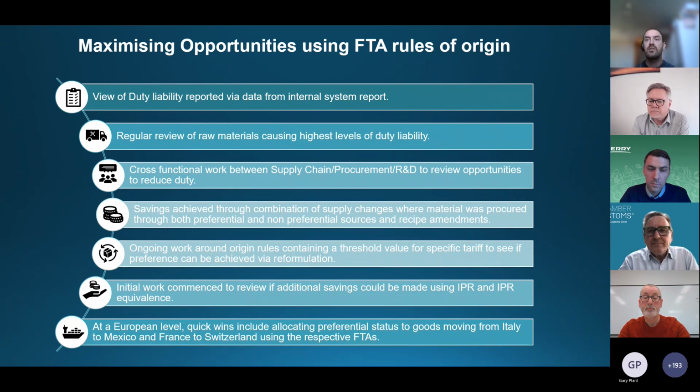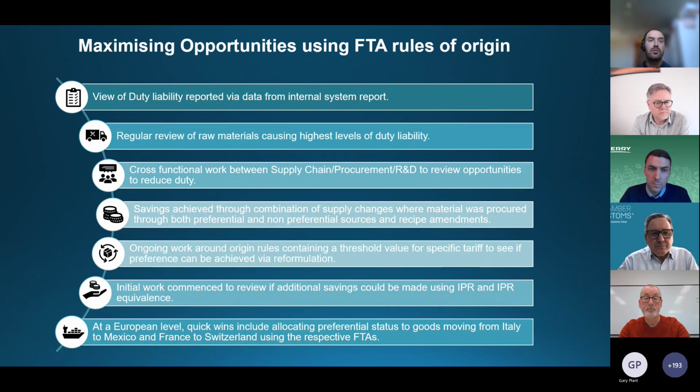So really getting your head around that as a big picture is essential, because you may find the duty volumes which are indirectly caused by these non-preferential raw materials are really where the big bucks are, and the ones that are worth going after. Because obviously we can't do everything at once.